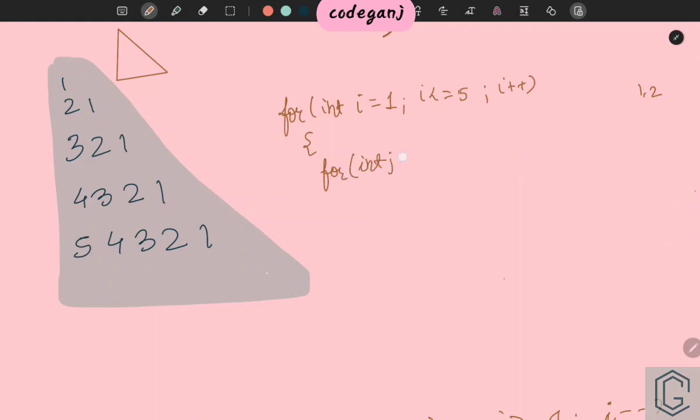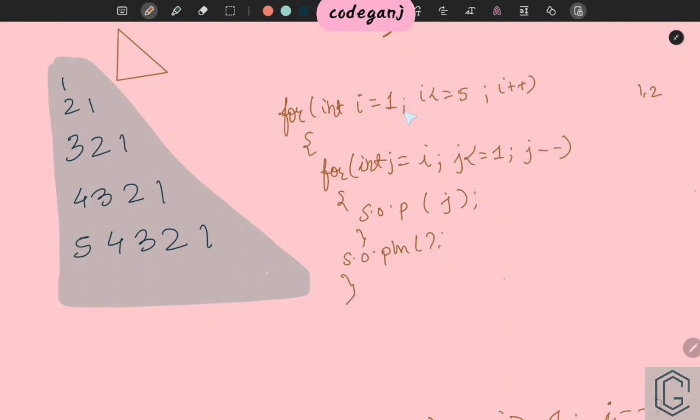So int j equals to, the printing variable this time is what? i. And till where you have to print? j greater than equals to 1, and j this time will decrease, because when the row is 3, it is going 3 to 1, so it has to decrease. Then the same thing, System.out.print. This time you are printing j, and then you are closing this, and then this println and this. Cool.